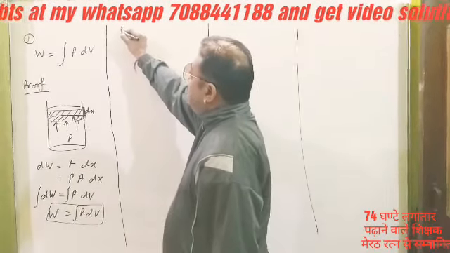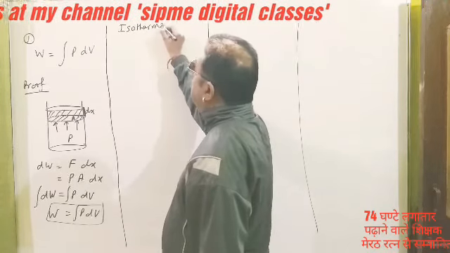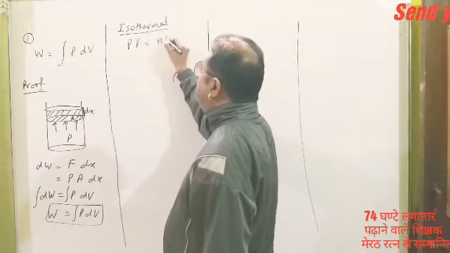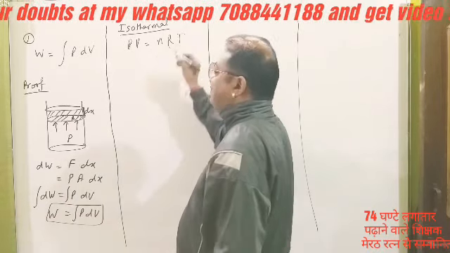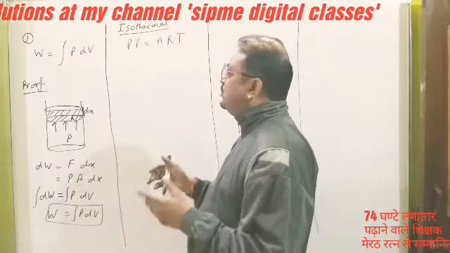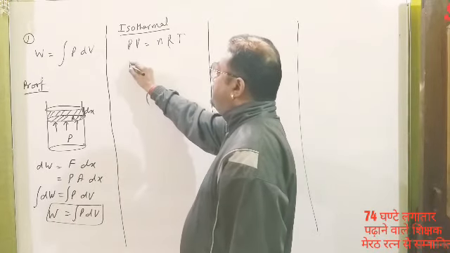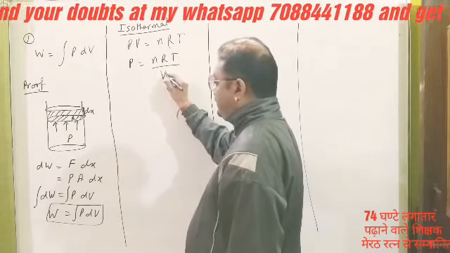Now, if the process is isothermal, in an isothermal process, PV is equal to constant. That is, PV is equal to nRT. We know that this formula is applicable for each and every process, whether it is isothermal, adiabatic, isochoric, isobaric, whatever the process is. So PV is equal to nRT. So P is equal to nRT upon V.